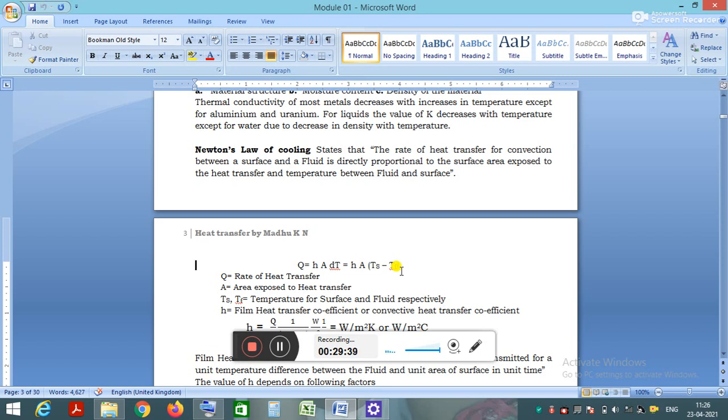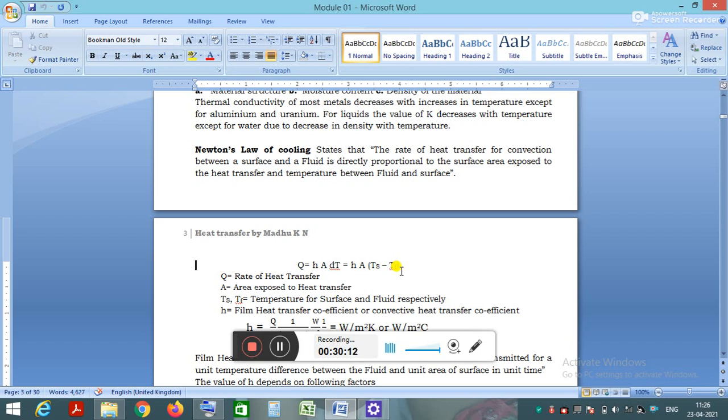Newton's law of cooling is applicable for convection heat transfer, which states that the rate of heat transfer by convection between a surface and a fluid is directly proportional to the surface area of the solid which is exposed to the heat transfer and the temperature difference between the fluid and the surface.